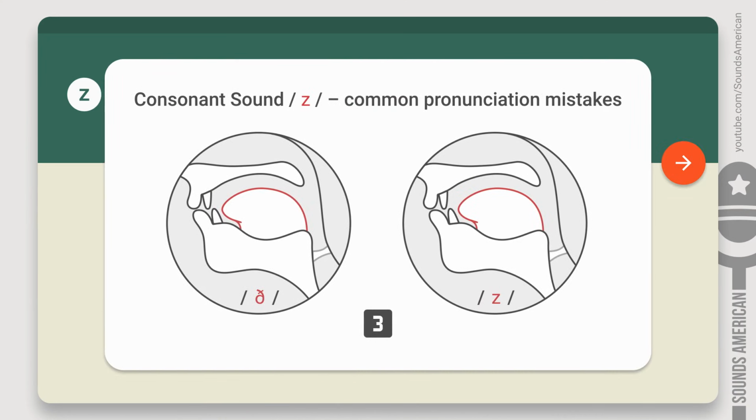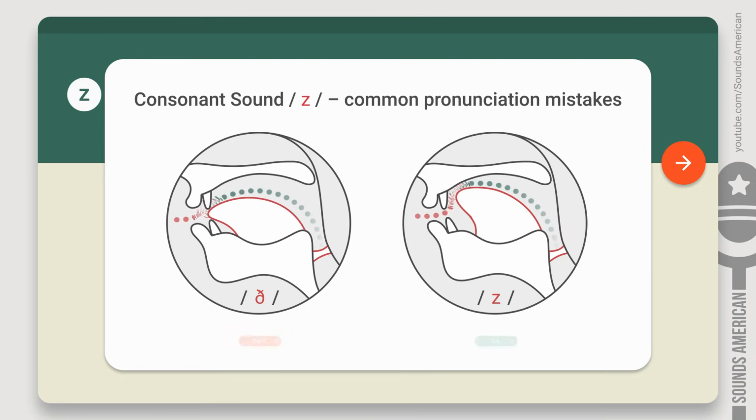Number 3. Some people pronounce the z by putting the tip of the tongue between the teeth. As a result, they make a different fricative consonant, the v sound. And this may lead to misunderstandings.